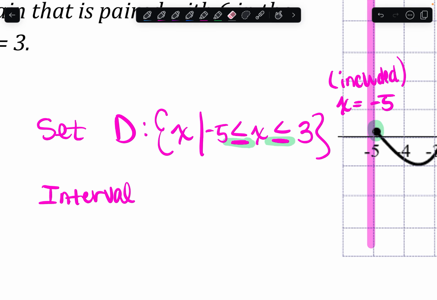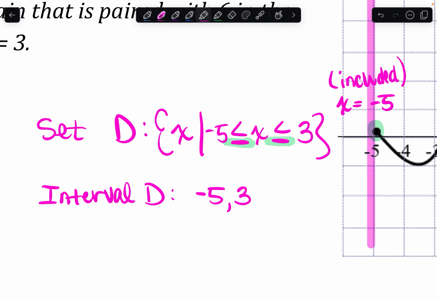So interval notation still has that D to show it's the domain. Interval uses parentheses or brackets to represent that inequality. So it's just changing that inequality in the set notation over to an interval. The lower value goes on the left, the upper value goes on the right.